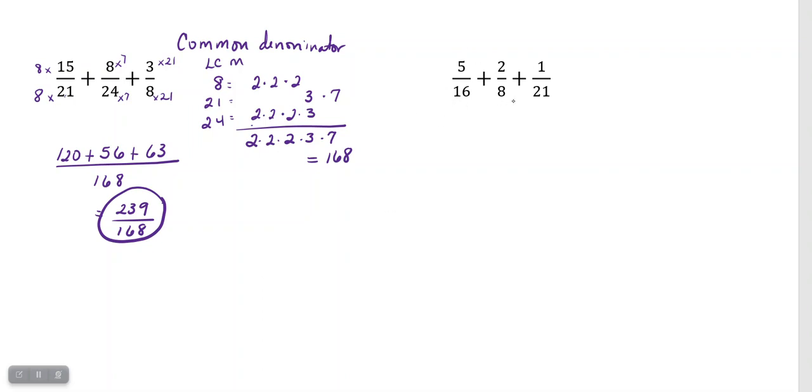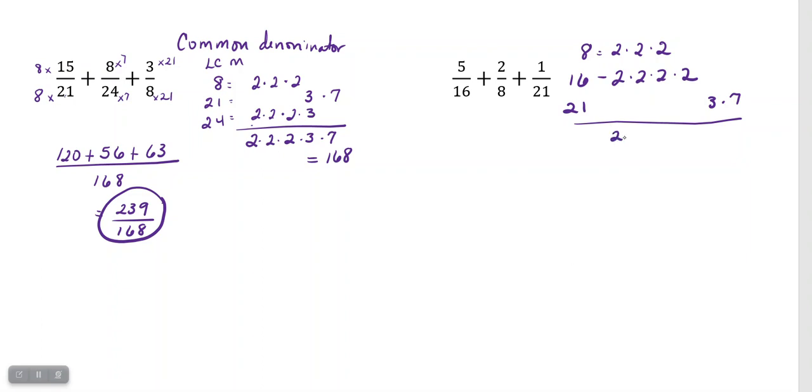Okay, same thing here. I've got 8, which we know is 2 times 2 times 2. 16, which is 8 times 2, so I'm going to have 4 2's, and 21, which is 3 times 7. So again, I've got a column of 2's, a column of 2's, a column of 2's, here's another column for a 2, a column for a 3, and a column for a 7. That's the reason I like to line them up.